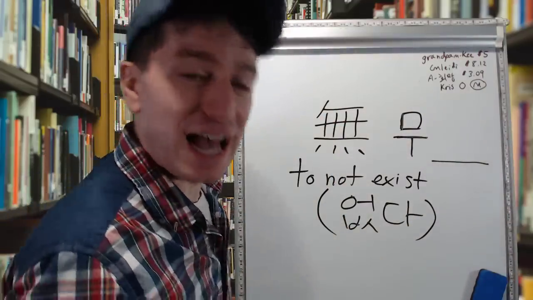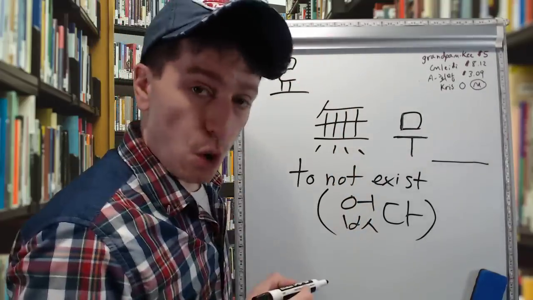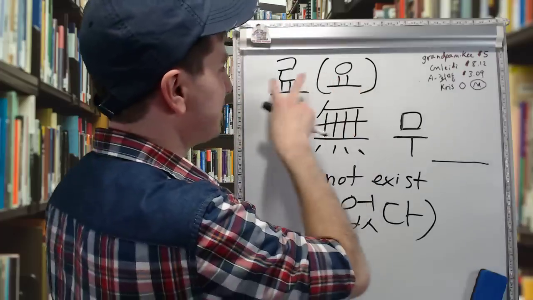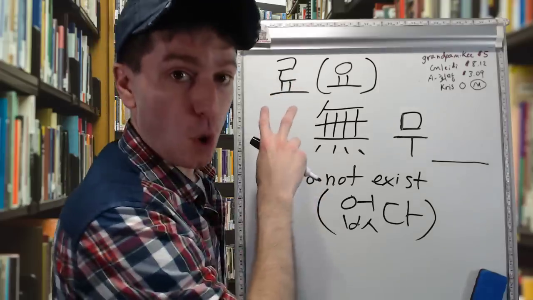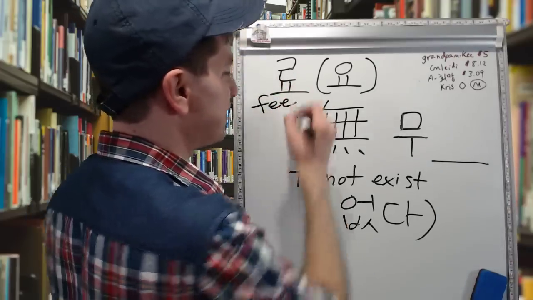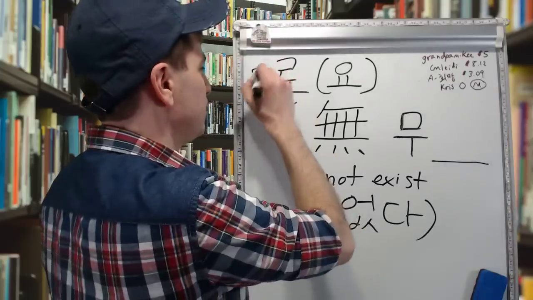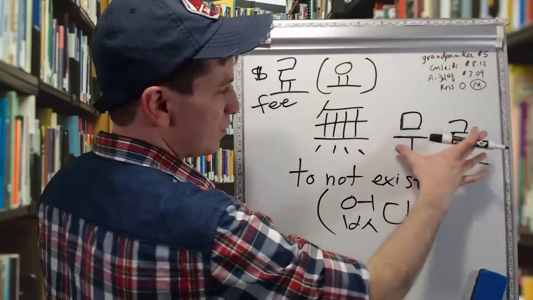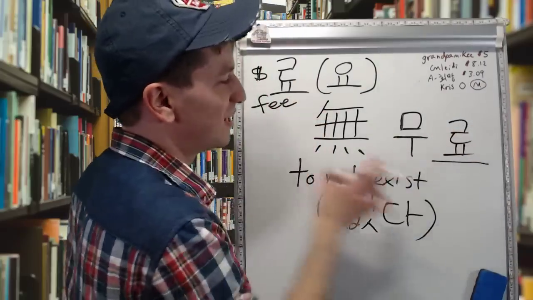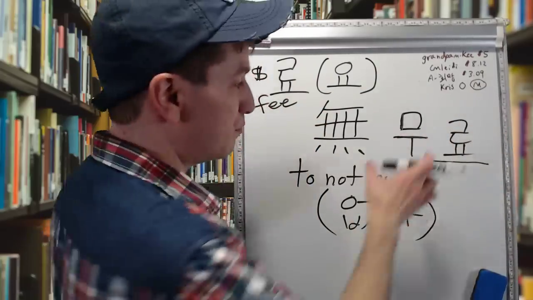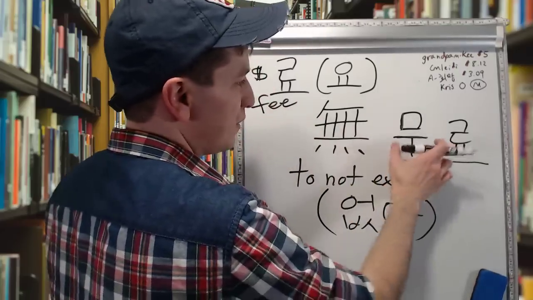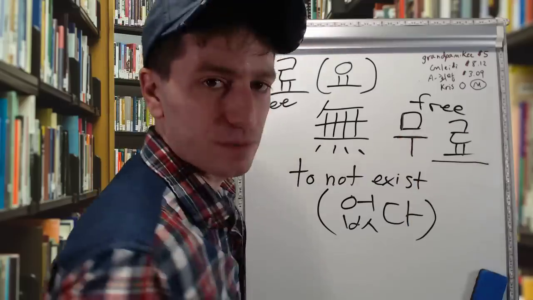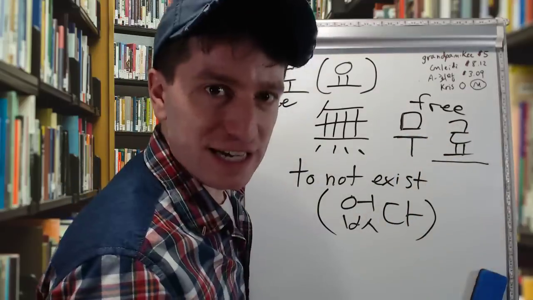I'm going to tell you that there is a hanja with the sound ryo. When it's at the beginning of the word, it's only read as yo. But in the middle of a word or anywhere else in the word, it's read as ryo. So this ryo actually means a fee, like an amount of money that you have to pay. If I told you the word 무료 and you didn't know it, you could guess that 무료 means no fee. And this is actually the word for free. 무료 means literally no fee. Free. You get it for free.